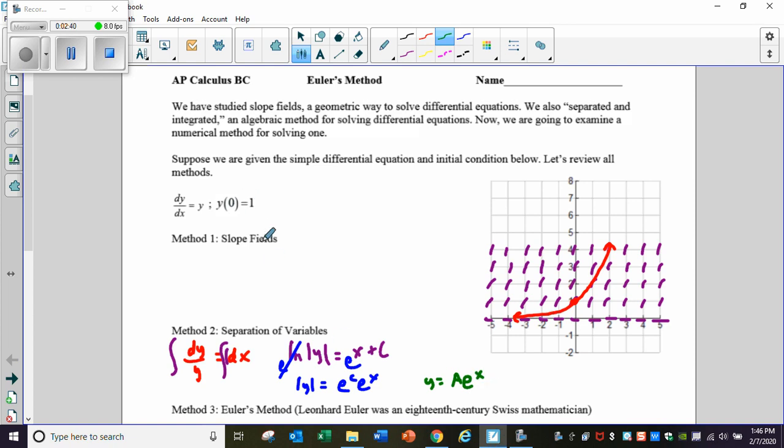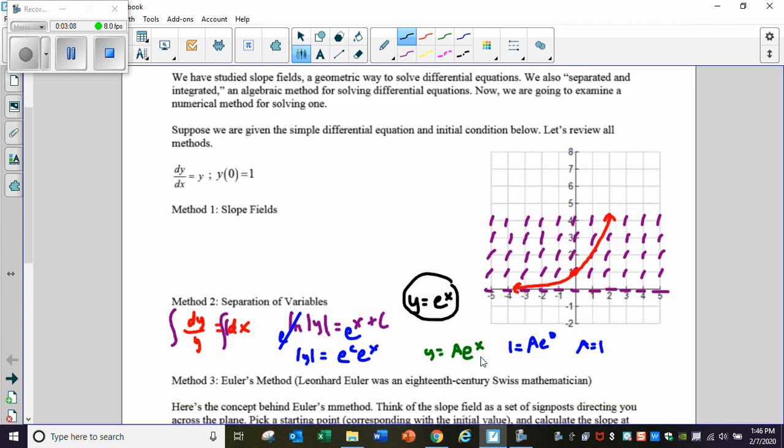Now I can plug in my initial value of the point (0, 1), and if y equals 1 and x equals 0, then my a value is 1. And my solution becomes y equals e to the x, which makes sense because that's what this curve looks like. So that is a graphical solution that gives us just a slope field, and then we can draw a solution through the slope field. We used algebra, or separate, integrate, solve, to find the actual solution.